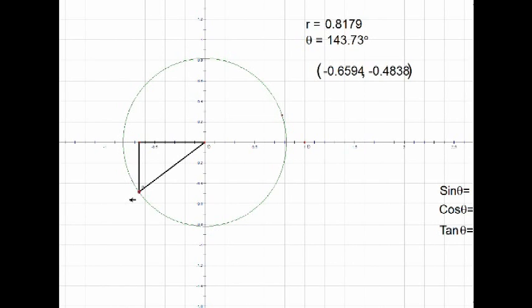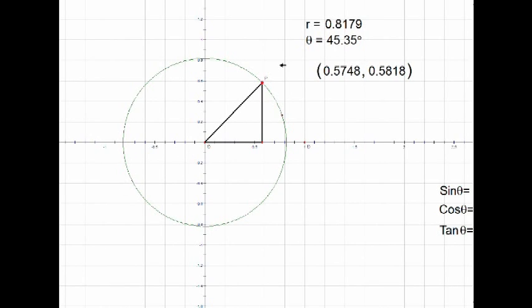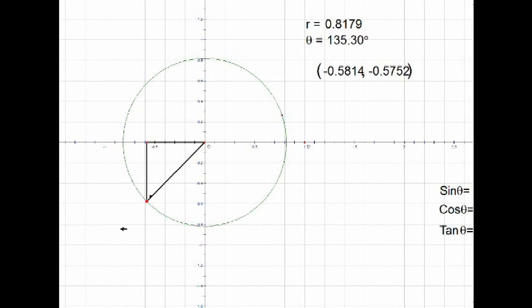The answer is negative because it's left. Sine. The answer is positive because it's up. Cosine. The answer is positive because it's right. Sine. The answer is positive because it's up. Cosine. The answer is positive because it's right. Sine. The answer is negative because it's down. Tangent. The answer is negative because sine is positive and cosine is negative, because it's both up and left.